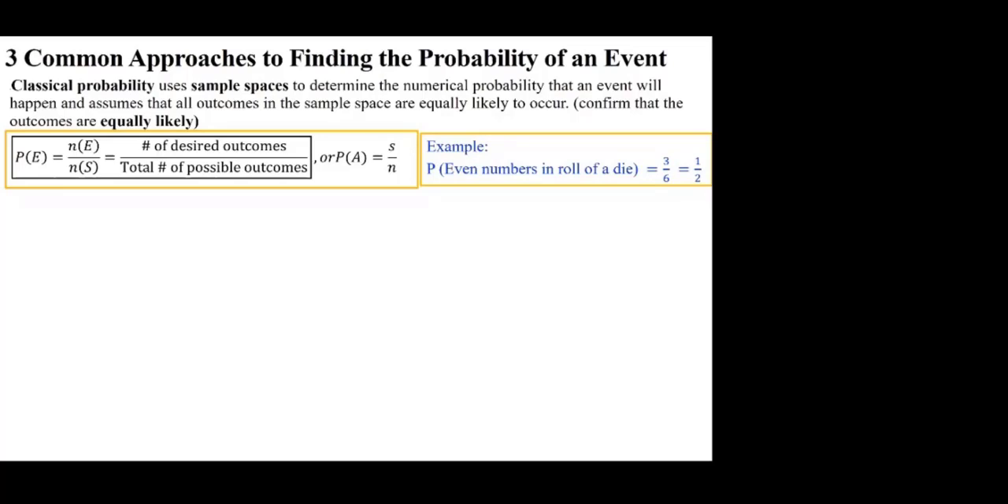We have 2, 4, 6. There are 3 of it, over the total number of outcomes, there are 6 sides. So 3 over 6. Needless to say, we can simplify it as 1/2.